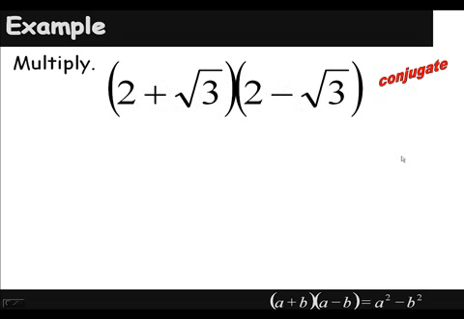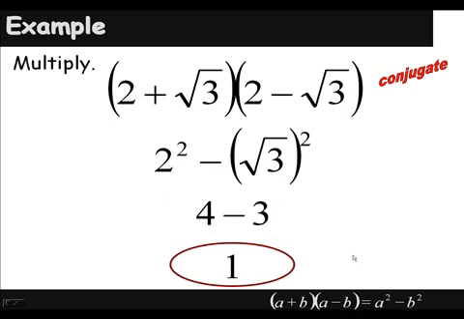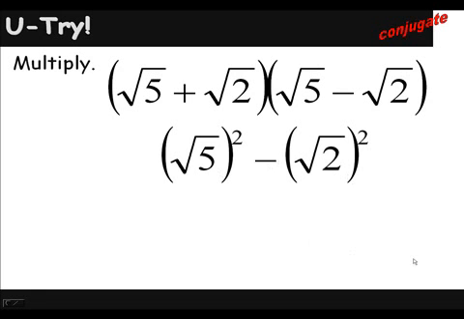The cool thing about multiplying conjugates is they're in the form of difference of squares. a plus b times a minus b, which means that if I understand this and I recognize that I can take a shortcut instead of FOILing all out, I just take the first thing and square it minus the second thing and square it, just like the difference of squares formula that we learned earlier. 2 squared is 4, root 3 squared is 3, 4 minus 3 is 1, and we're done. You try one of those. Notice the conjugates. Hopefully you just took the first thing squared minus the second thing squared, which would give us 5 minus 2, or 3.